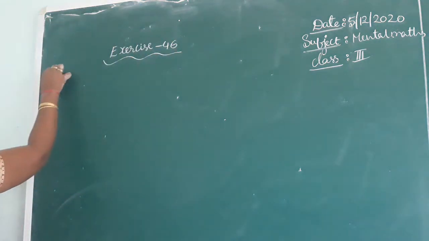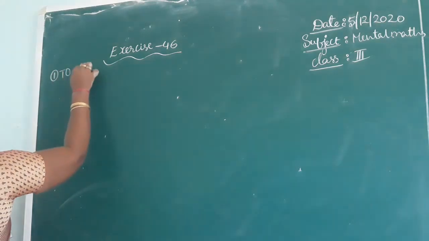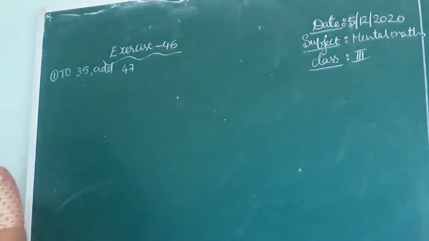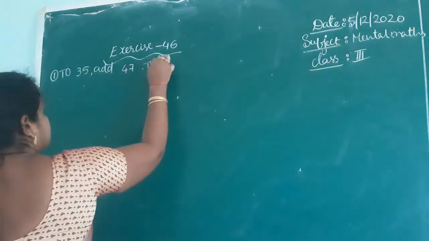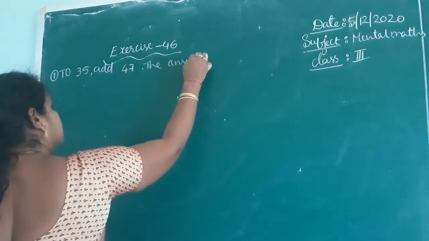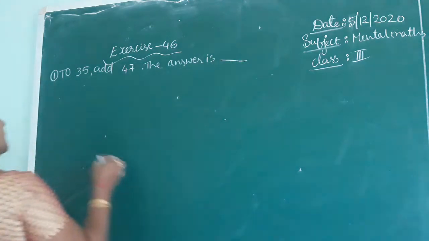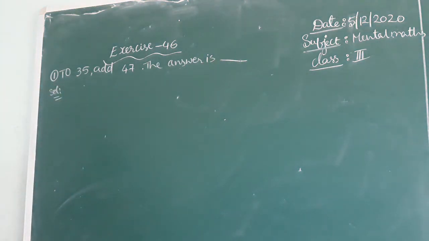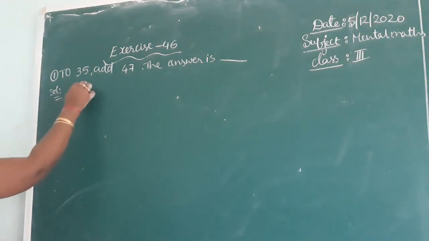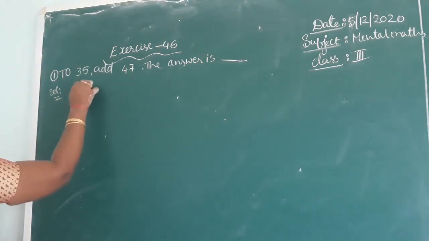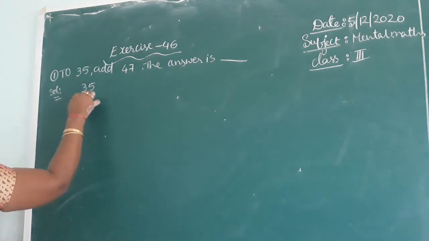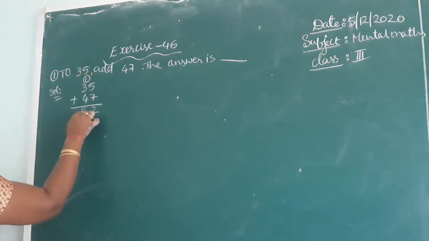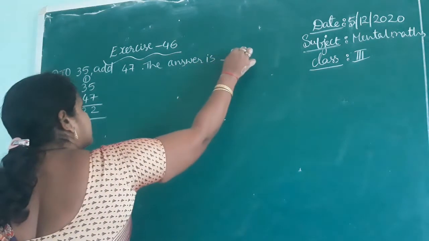See the first one. Add 35 and 47. That means you have to add 35 and 47. So 35 plus 47. 5 plus 7, 12. 4 plus 4, 8. 82 is the answer.